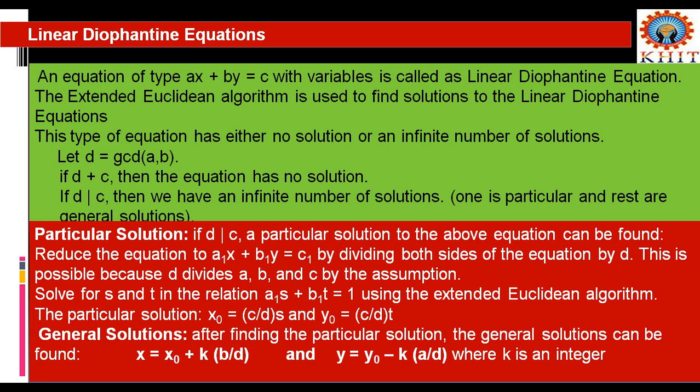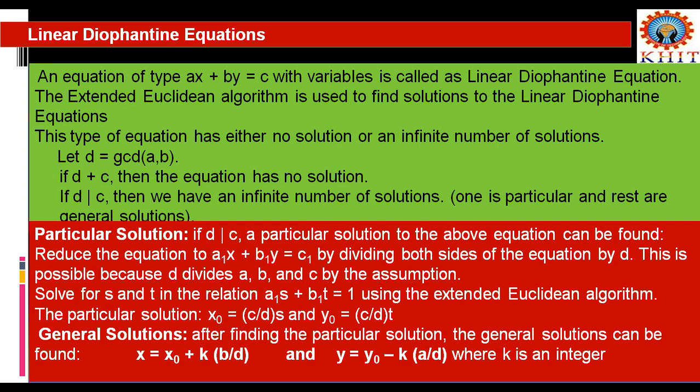Generally, the equation of type ax plus by is equal to c with variables is called linear Diophantine equations. Ax plus by is equal to c. This type of equation can be called a linear Diophantine equation. We are using the extended Euclidean algorithm to find the solution to the linear equation. This type of equation has either no solution or an infinite number of solutions.